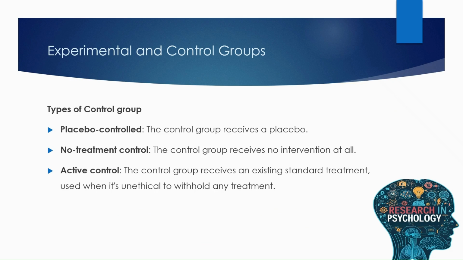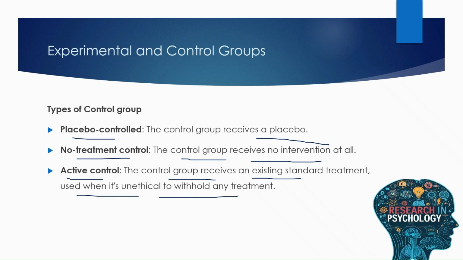Then we have the types of control groups. First is the placebo controlled. So here the control group is getting a placebo, which might be a sugar pill or any treatment that mimics the actual experimental treatment but will not have the same effect, right? Secondly, we have the no treatment control, where the control group receives no intervention at all. Thirdly, we have an active control, where the control group receives an existing standard treatment, used when it is unethical to withhold any treatment, right?